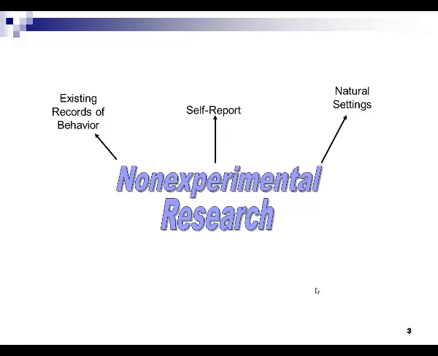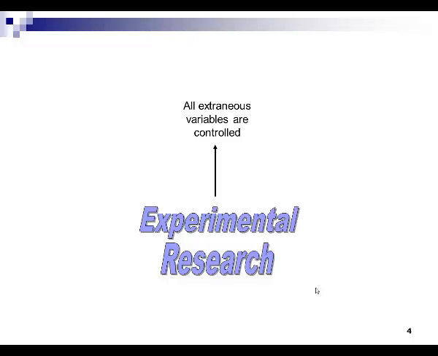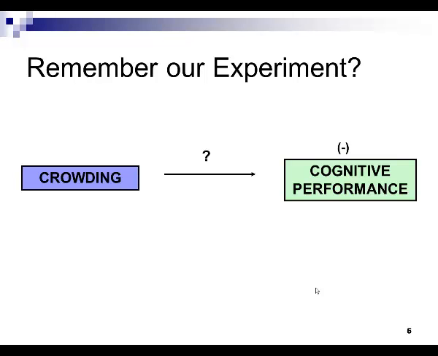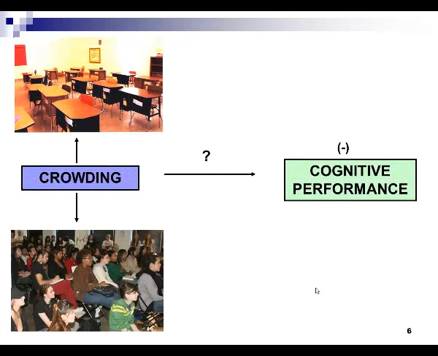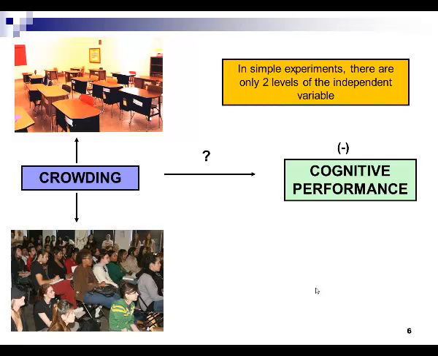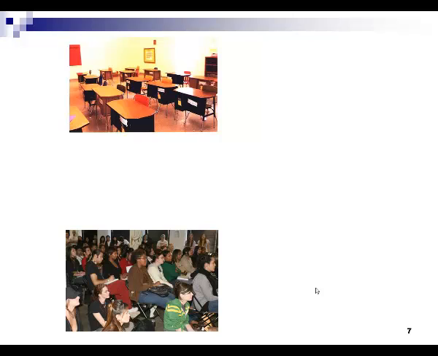So we talked about non-experimental research first, and then we moved on into experimental research, where we focused on the fact that all extraneous variables are controlled. And remember, in our last lecture, we used the example of crowding and its effects on cognitive performance. And we had two levels of that independent variable. One was little or no crowding, and then a lot of crowding. And in simple experiments, as we discussed in the last lecture, there are only two levels of the independent variable.